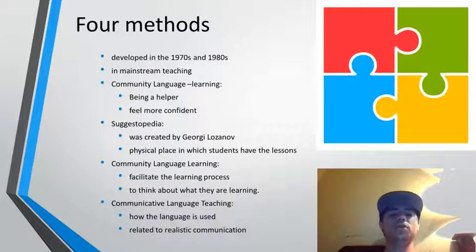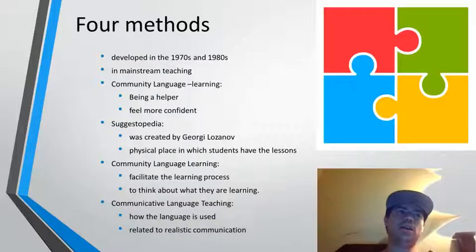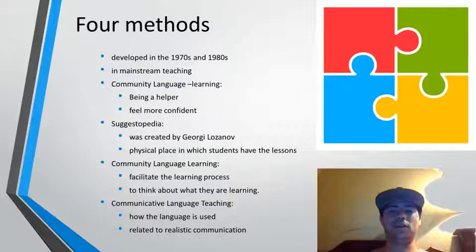Then we have the community language learning. In this method, the role of the teacher is being a helper for the students to correct all those mistakes. The idea with these mistakes, or what the teacher can do with these mistakes, is that they can record the mistakes in order to analyze them. So basically, the role of the teacher in this concept makes students feel more confident about themselves.